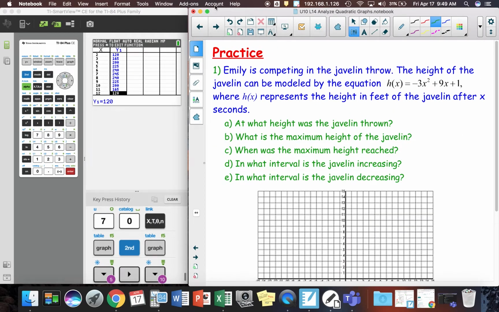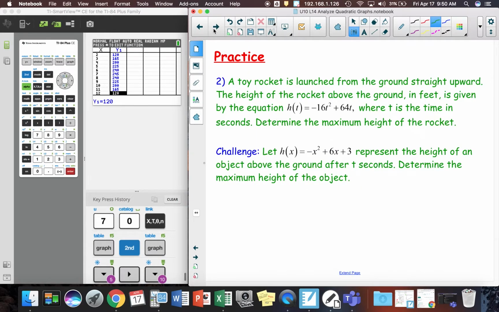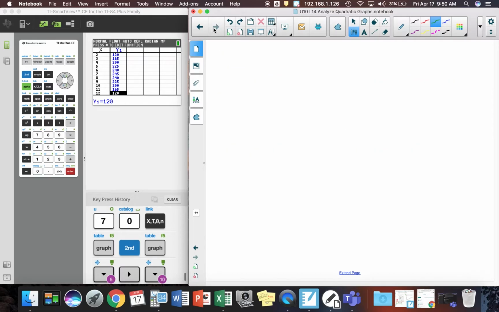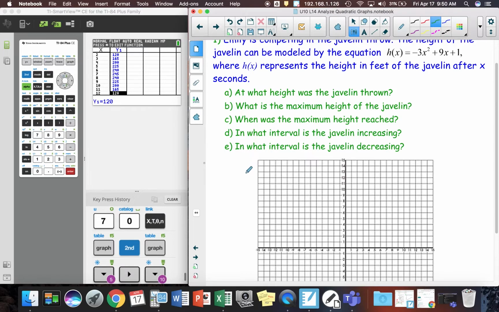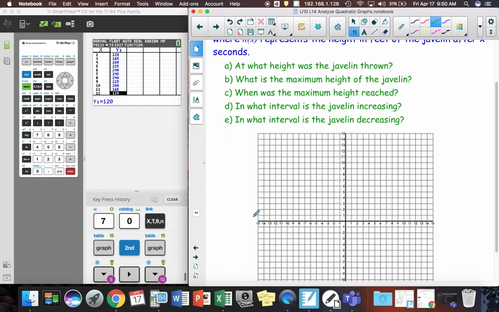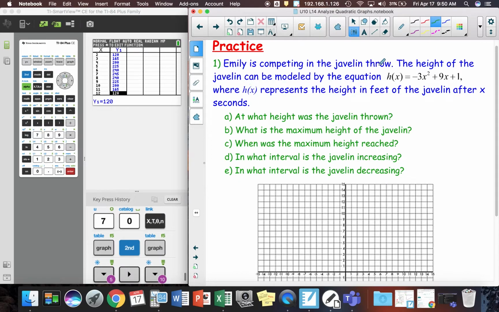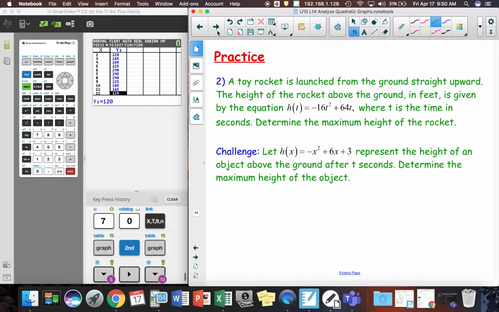Alright, so we got some practice problems here. Let's just take a look and see what we got. Alright, so this is what you guys are going to work on. Now, hopefully you guys have some graph paper. If not, you can print it out from online, and you can work on this. This is very similar to the first question that we worked on. They give you an equation. They want to know what's the height of the javelin, the maximum height, when was it reached, the interval, and so on and so forth. And then we have another practice problem here.